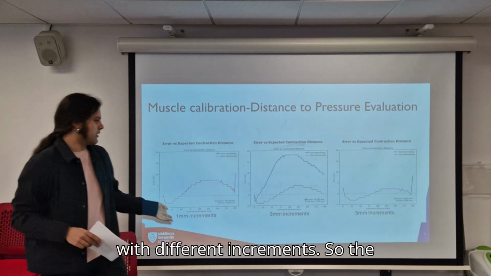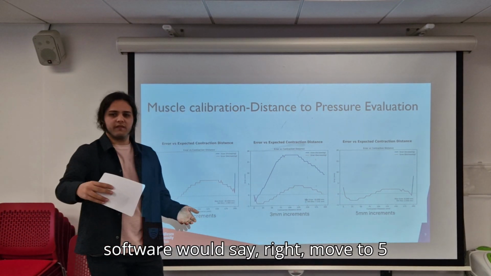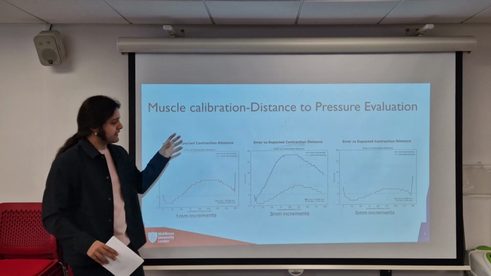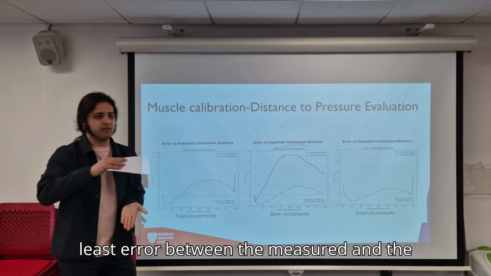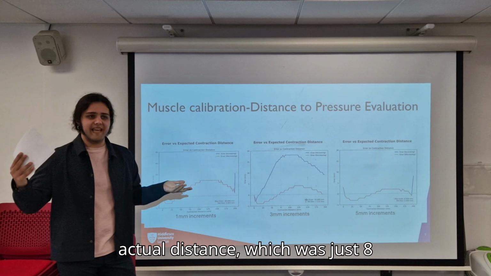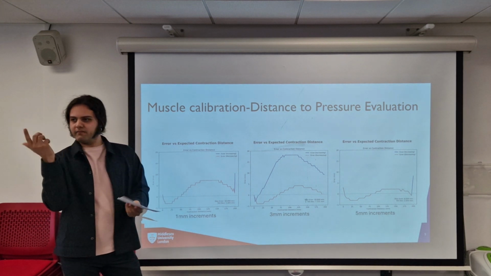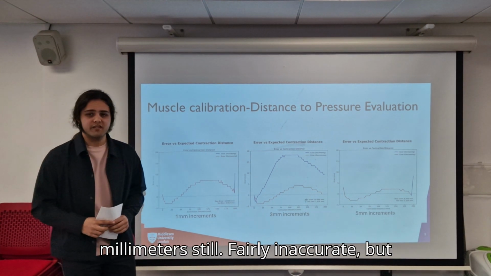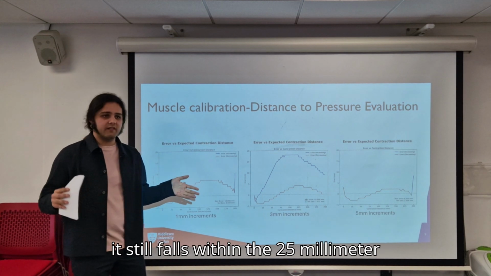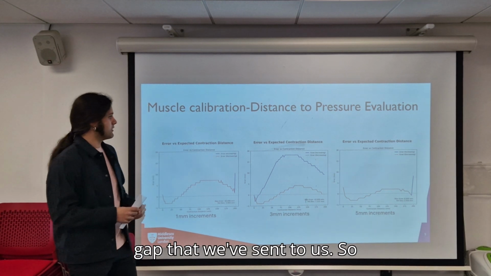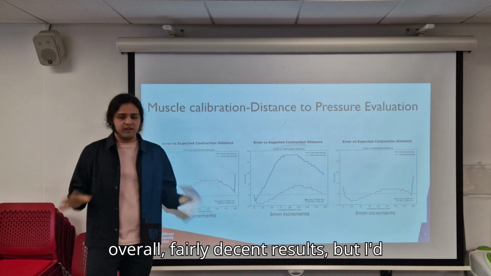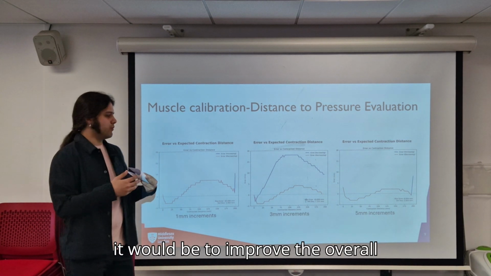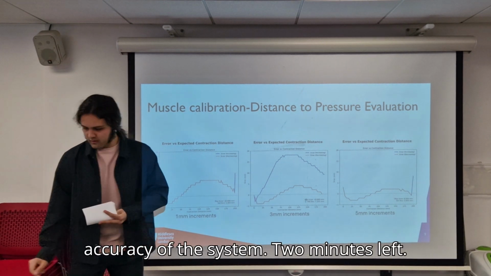I tested it with different increments. The software would say, move to 5 millimeters, move to 10 millimeters, with 5 millimeter increments, 3 millimeter increments, and 1 millimeter increment. At 5 millimeter increments, it had the least error between the measured and the actual distance, which was just 8 millimeters, so about that big. The biggest was at 3 millimeters, interestingly enough, which was 18 millimeters. Still fairly inaccurate, but it still falls within the 25 millimeter gap that we've set ourselves. So overall, fairly decent results, but for future work, I'd say it would be to improve the overall accuracy of the system.